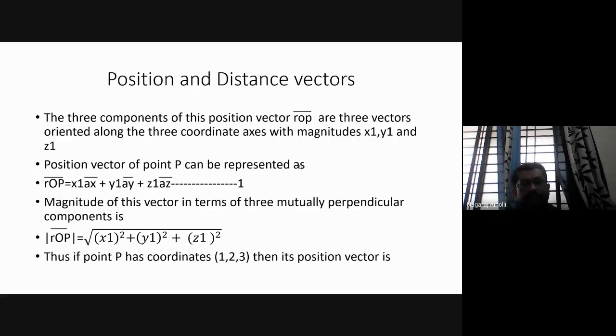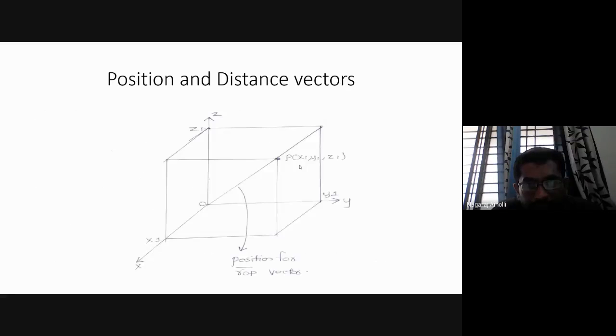Now, what are the three components of this position vector? What are the three components of this position vector rOP bar? It is x1, y1 and z1. x1, y1 and z1 are the vector components, or they are the components of the vector OP bar or rOP bar. Okay, x1, y1, z1. Fine.